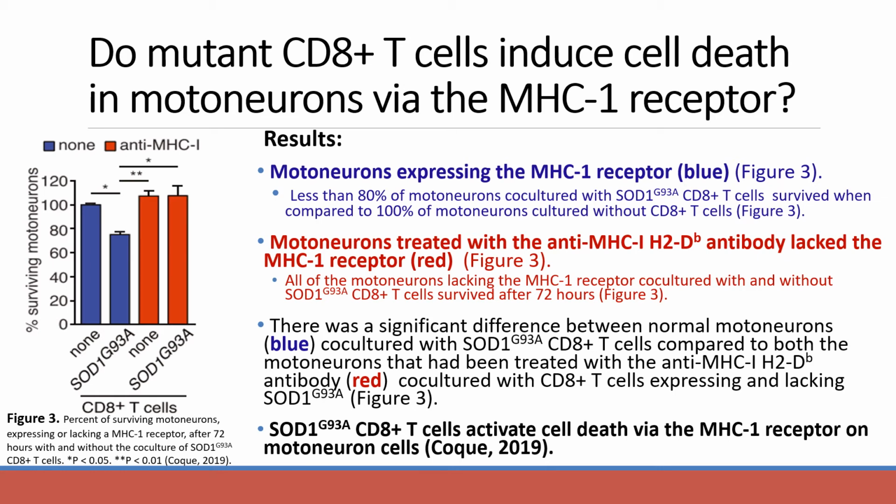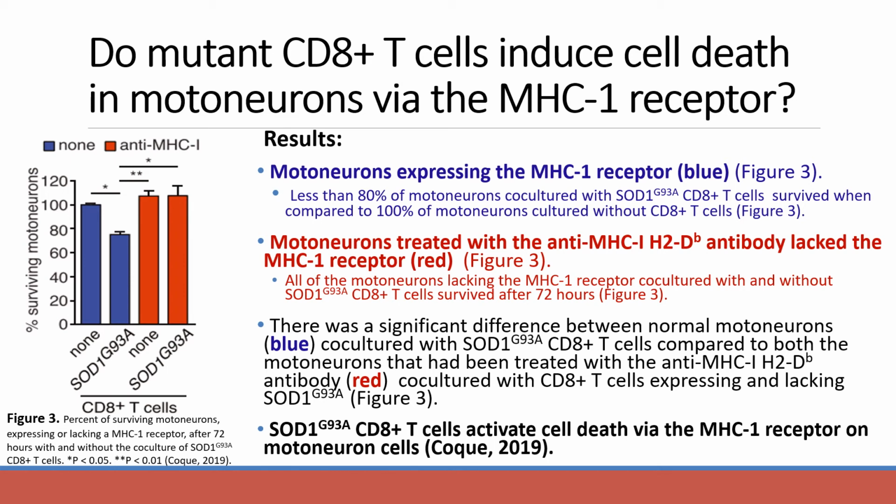Now, if you're just looking at the red bars, motor neurons treated with anti-MHC1 H2DB antibodies lacked the MHC1 receptor. So before this experiment was done with the CD8 T cells, some motor neurons were treated with this anti-MHC1 antibody, which knocked out their MHC1 receptor. So all of them, motor neurons lacking the MHC1 receptor, co-cultured with and without SOD1 CD8 T cells, survived after 72 hours, and you can see that looking at the two red bars.